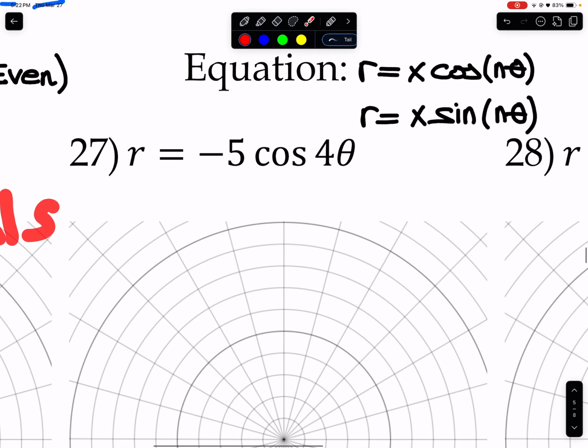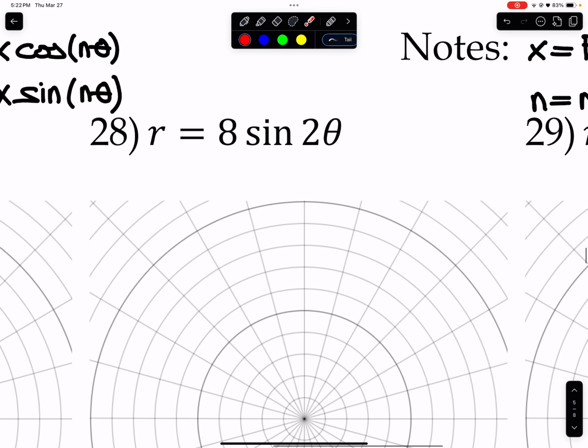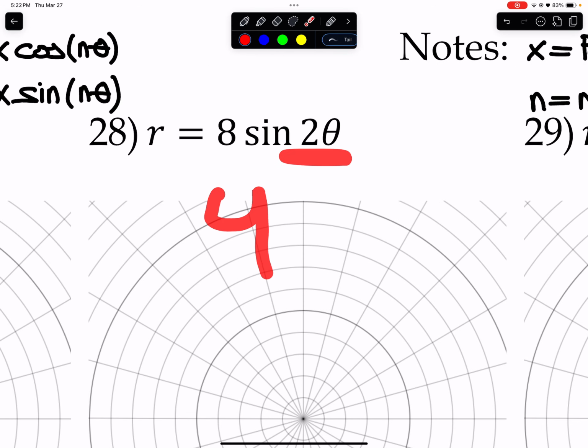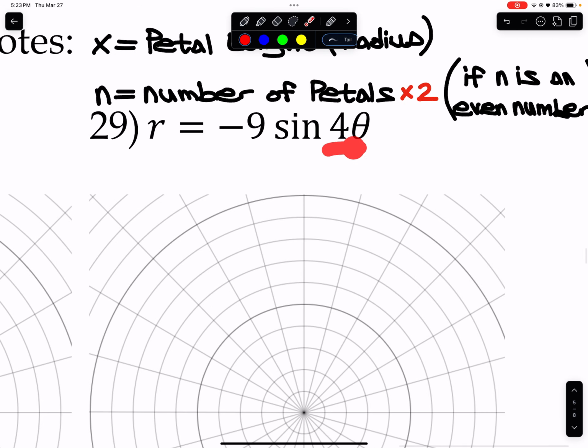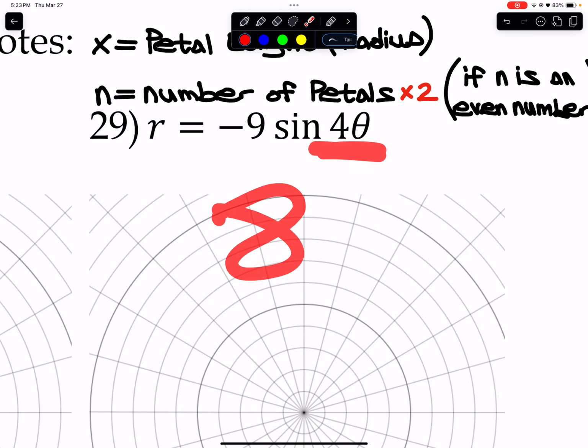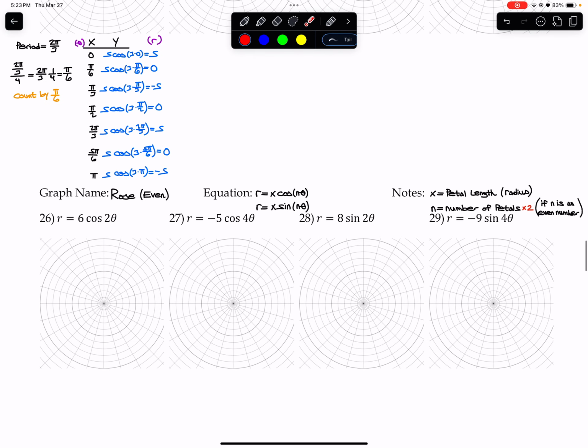But over here on 27, I have 4, which means we're actually going to have 8 petals. And then on 28, there's 2, which means we're going to have 4 petals. And then on 29, there's a 4 here, which means we're going to have 8 petals. So yeah, let's do 28.